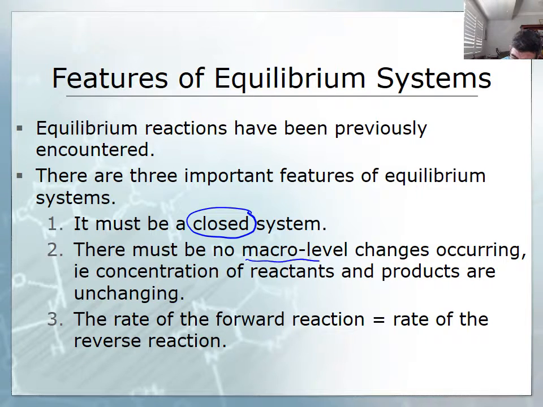There must be no macro level changes occurring, so we can't see any changes of the color, we can't see any other obvious signs, temperature rises, gas bubbling, those sorts of things that suggest that the reaction is still proceeding, but we've actually reached a point where it looks like there are no more changes occurring. At least at the macro level, we can't see any more change. And at this point, it's the rate of the forward reaction that's equal to the rate of the reverse reaction. Always important to remember, equilibrium is about rate of reaction, not about the amount of the different substances.